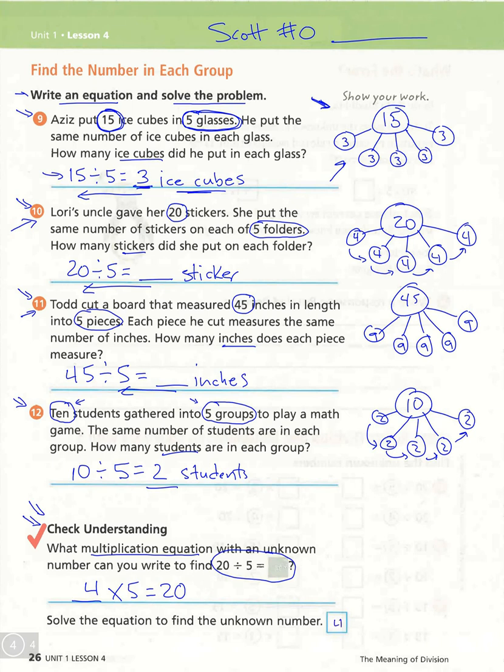So that is it. If you needed to change anything on those, hopefully you used your green correcting pen. I should have reminded you of that. But that's the end of lesson 4. We're ready for the next lesson.